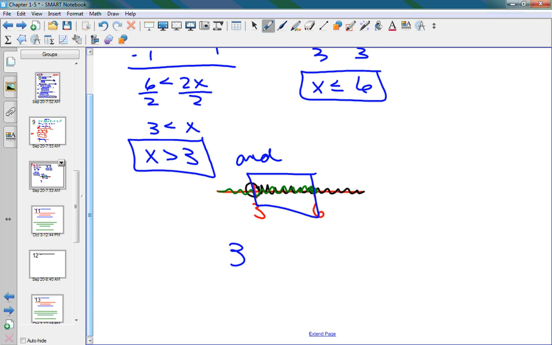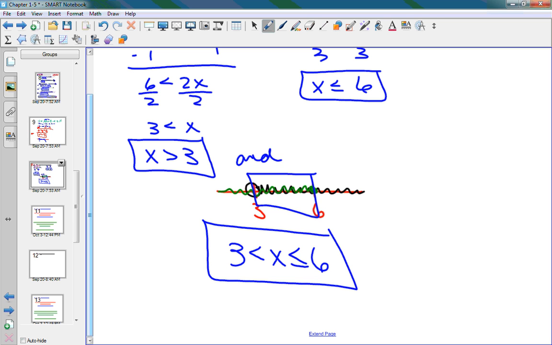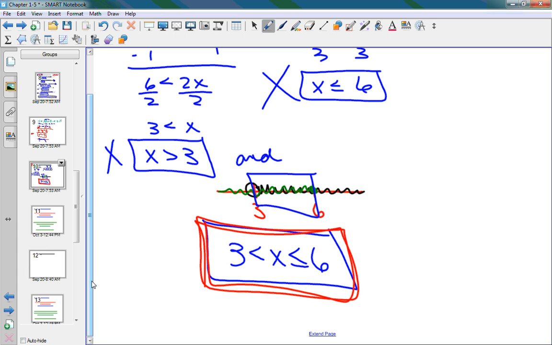3, 6 are my walls, x is in between, strictly less than every time. You always use the less than symbols. It's open at 3 and it's closed at 6. So this is your final answer. This is not an answer. This is not an answer. This one right here is your final answer. Okay? You have to combine them together.